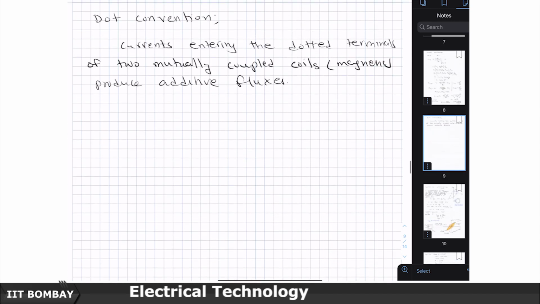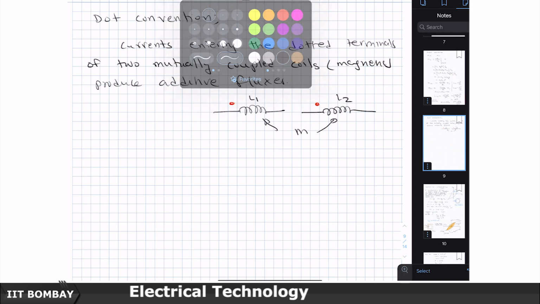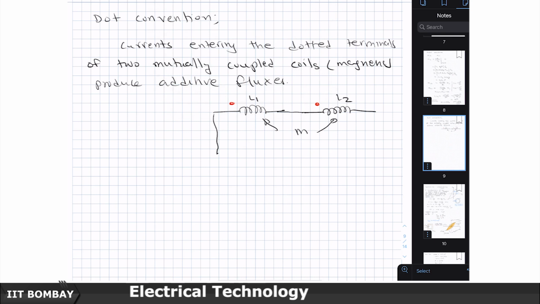So let's say now that I have two mutually coupled coils like this. Their self inductances are L1 and L2, and their dots are as shown here. I join them like this and then connect them with a battery.